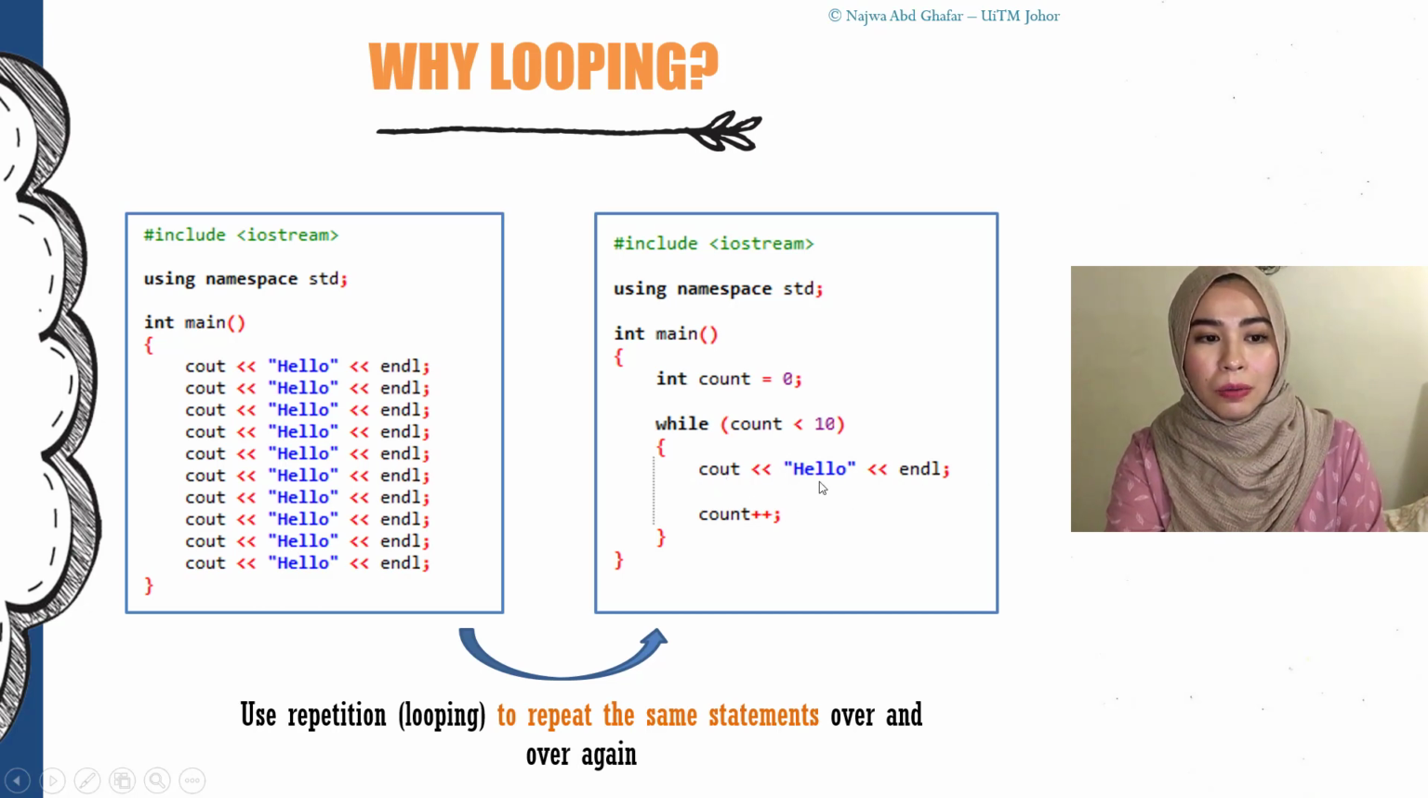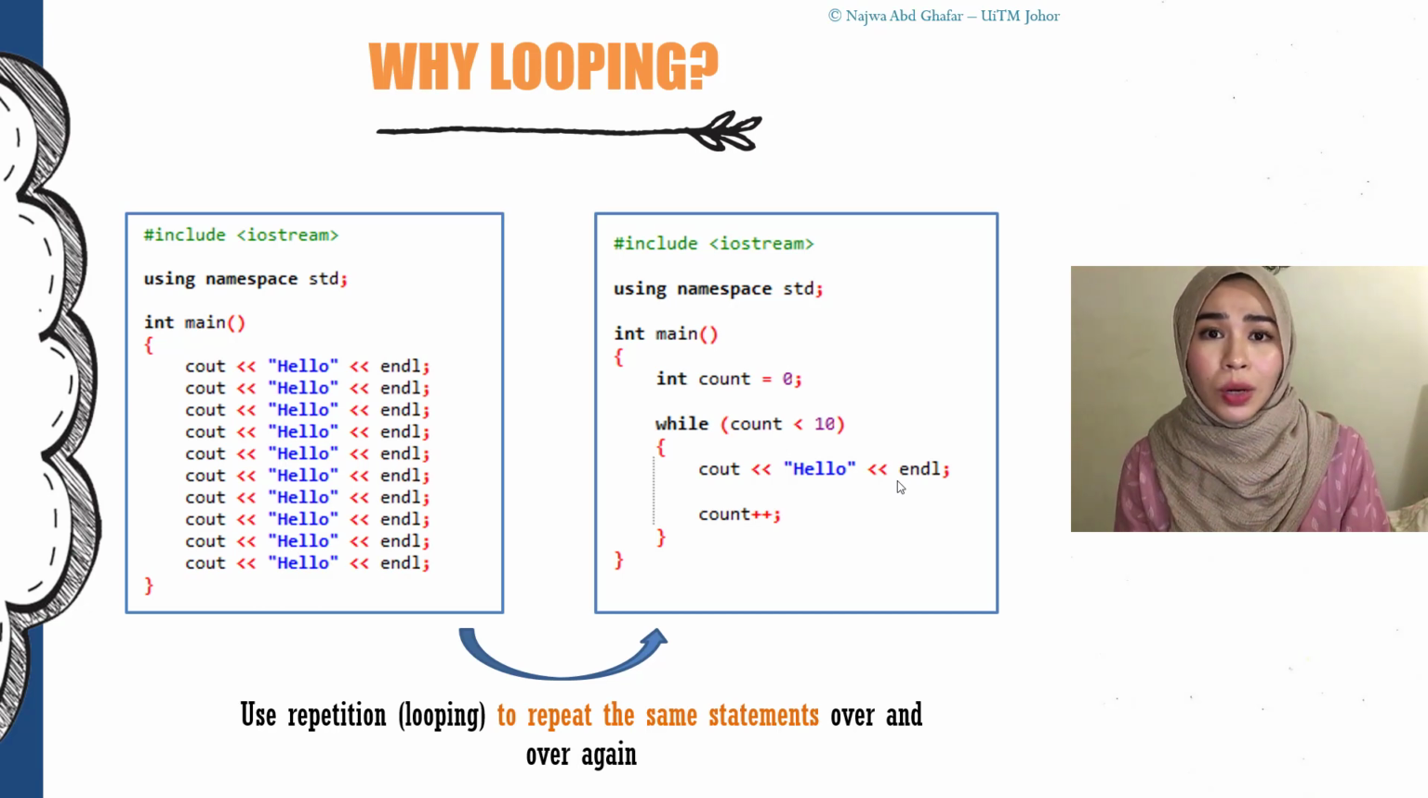When we have repetition, we need to know how many times we want to repeat. That is how we'll know when the program will stop repeating what we want. In this case, if I want to repeat the hello 10 times, how many times do I need to repeat? Of course, 10 times. So how do I do that?